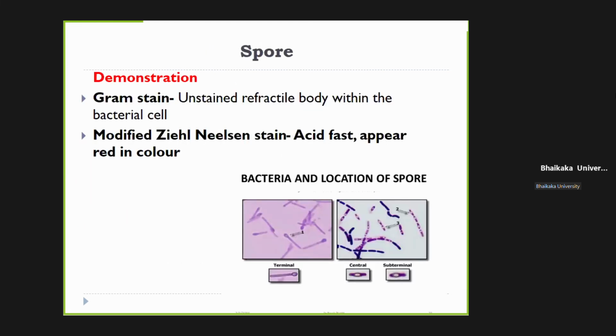Now we can Gram stain in our day-to-day practice. Just like the capsule, in the Gram stain the spores remain unstained, so they appear as a refractile body within the bacterial cell. In these two pictures, if you can appreciate, there is a clear area, and that is the spore, the central spore. We can also see them in a modified Ziehl-Neelsen stain as an acid-fast structure, so they appear red in color.